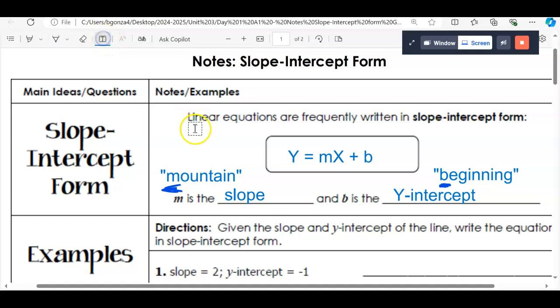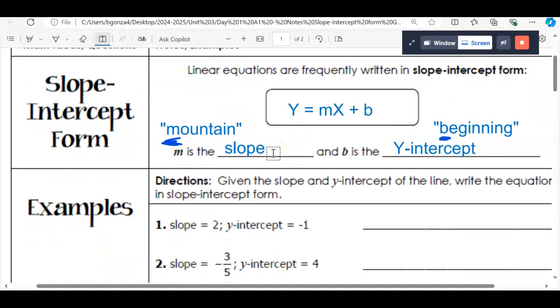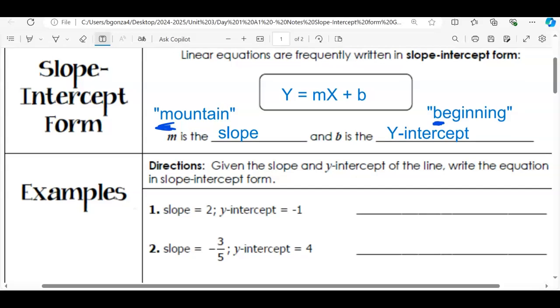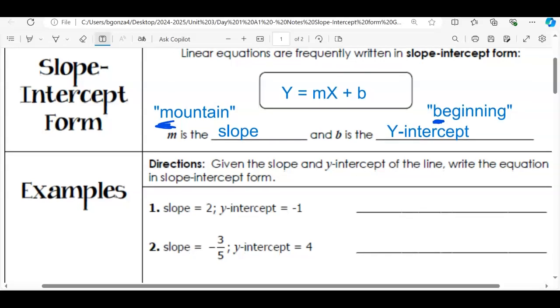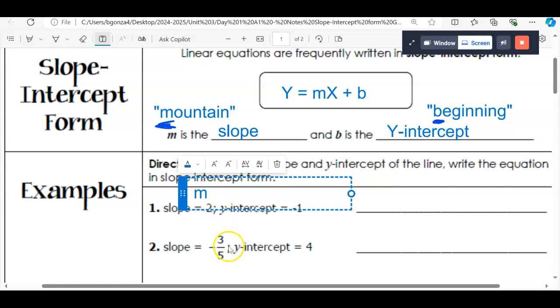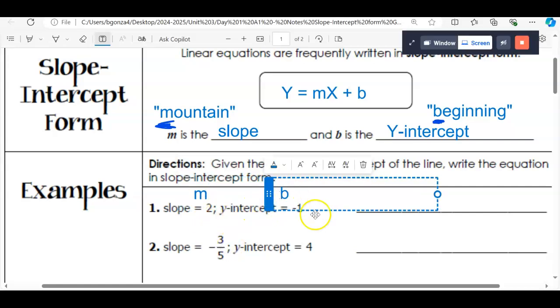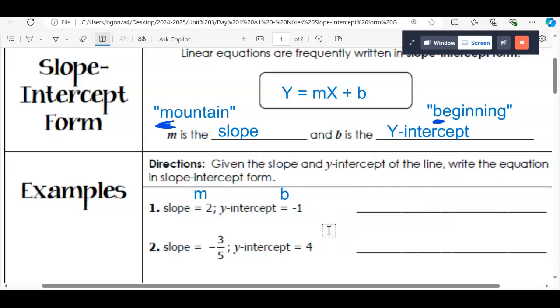That's one way to help you remember this, okay? Now, is everyone with me? y = mx + b. You're going to write an equation where you replace m and you replace b with some numbers. Look at number 1. Slope is 2. Does everyone know that slope is your m? And then the y-intercept is -1. Does everyone know that y-intercept is b? Can you replace mx + b with the number 2 and the number -1?